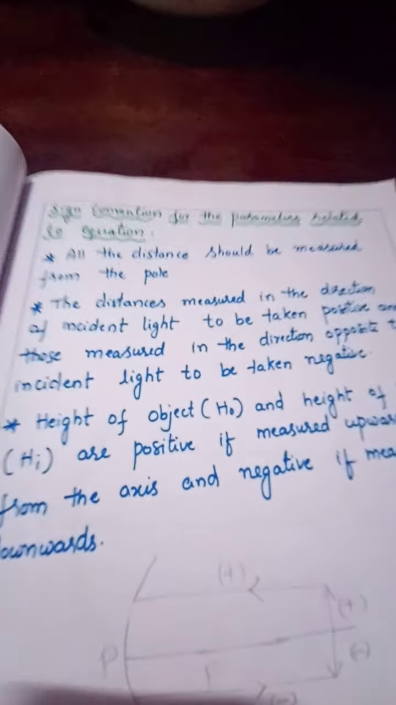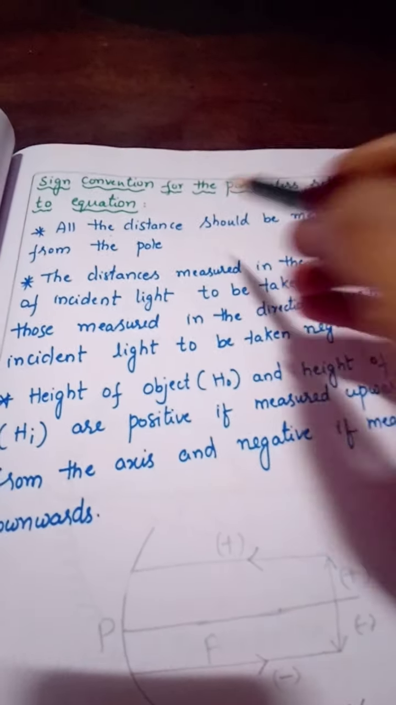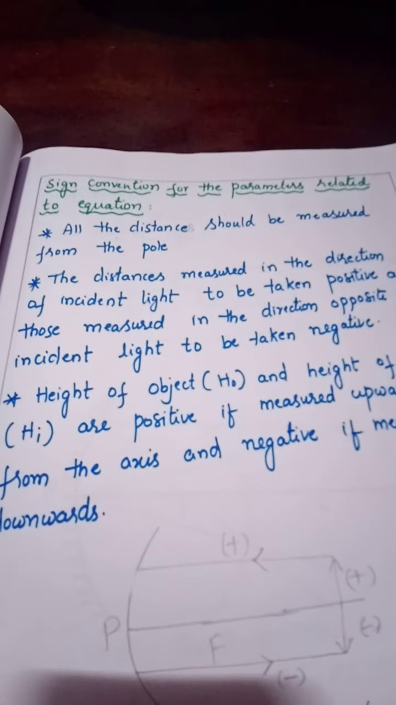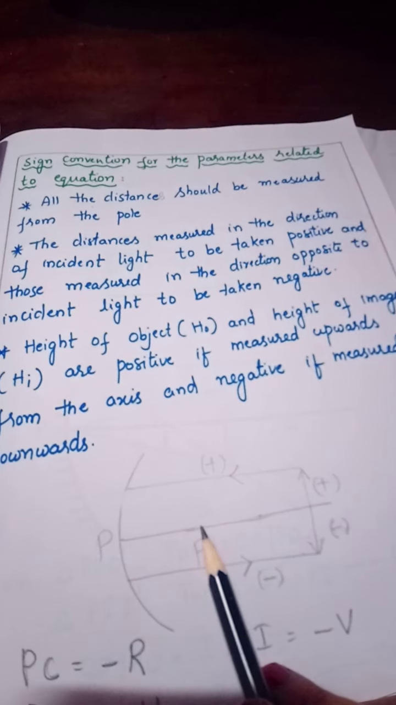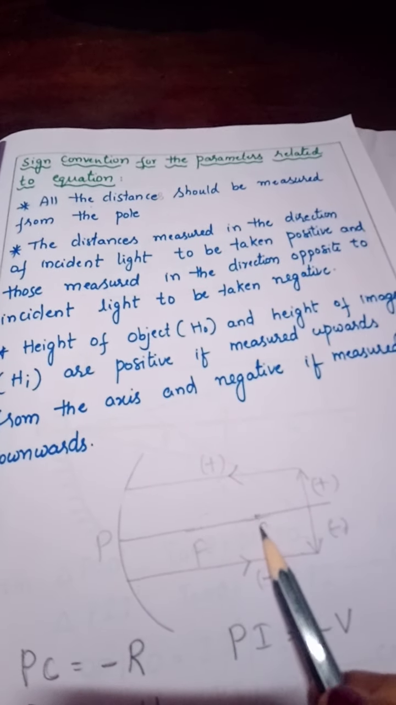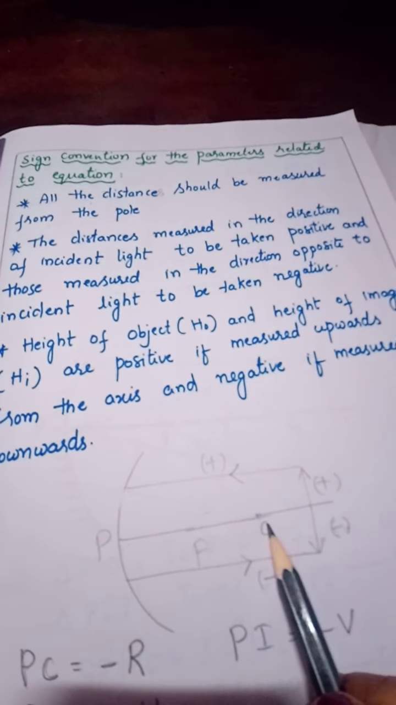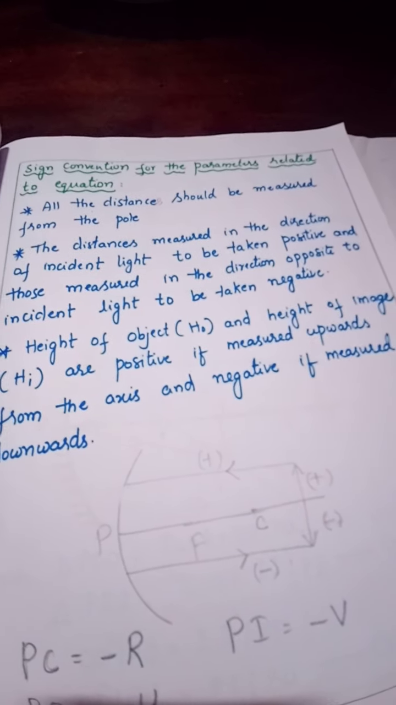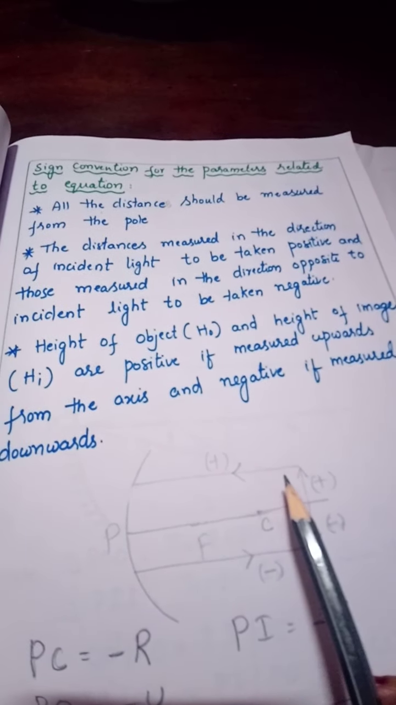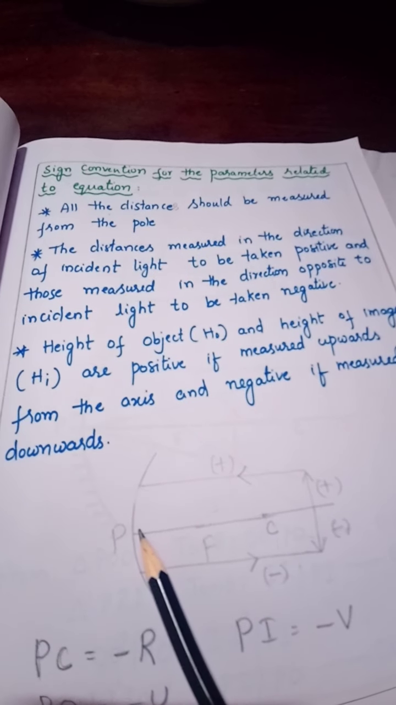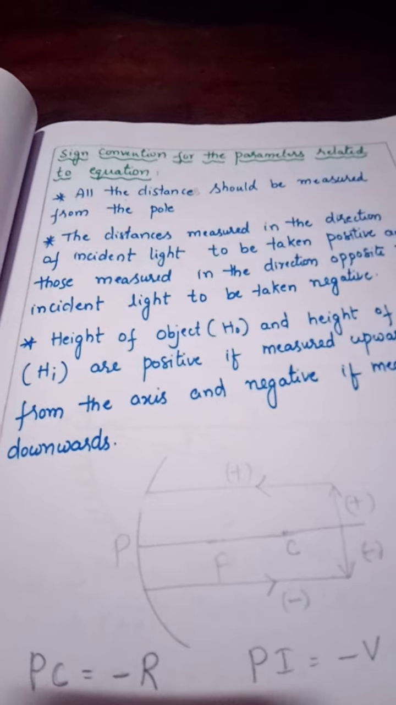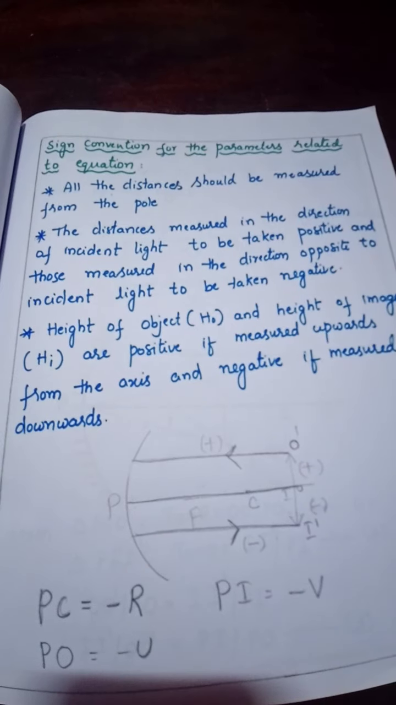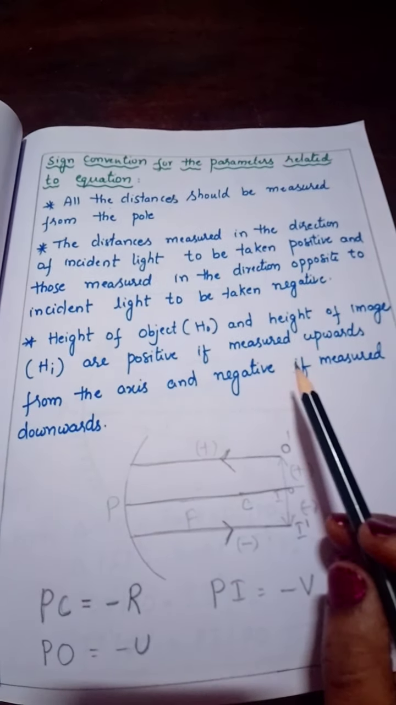All the distances must be measured only from the pole. All the distances are nothing but, as I told you before, focal length, center of curvature, radius of curvature, image distance, object distance. These are all the distances. All the distances should be measured from the pole.